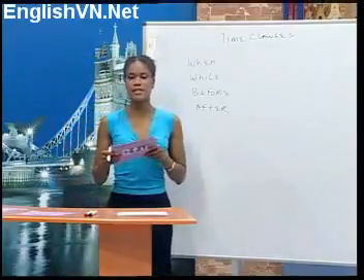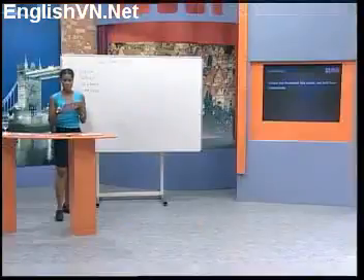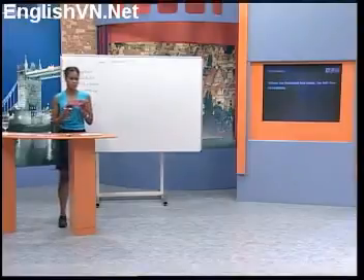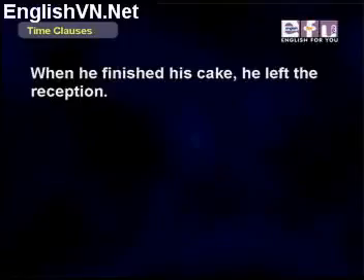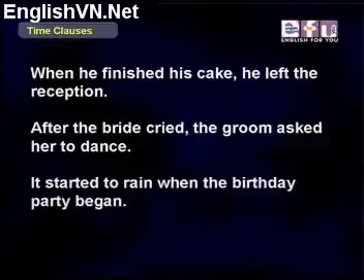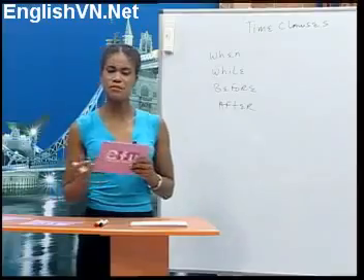The first is sentences where each clause has a verb in the simple past. For example, when he finished his cake, he left the reception. After the bride cried, the groom asked her to dance. It started to rain when the birthday party began. Now let's look at these sentences more closely.